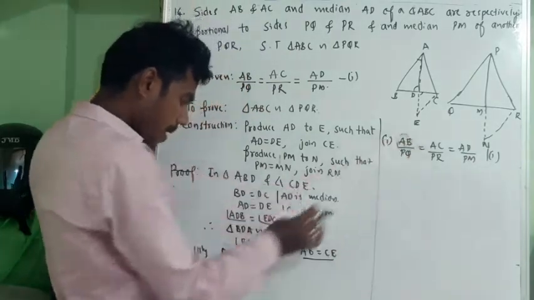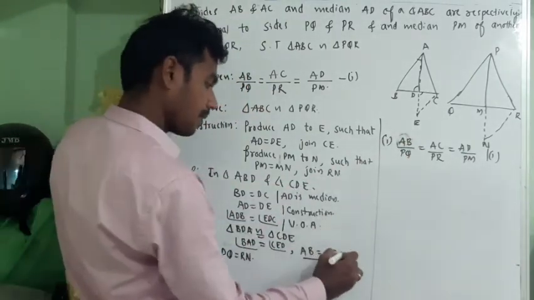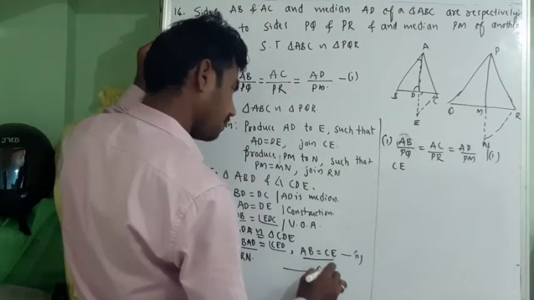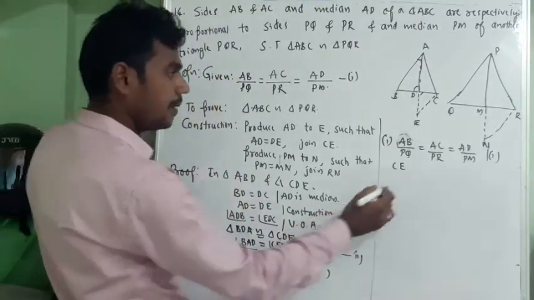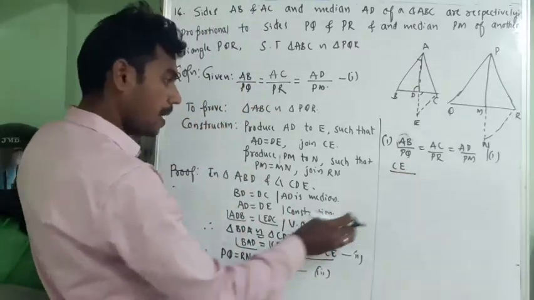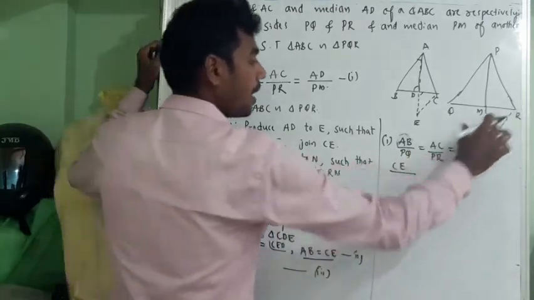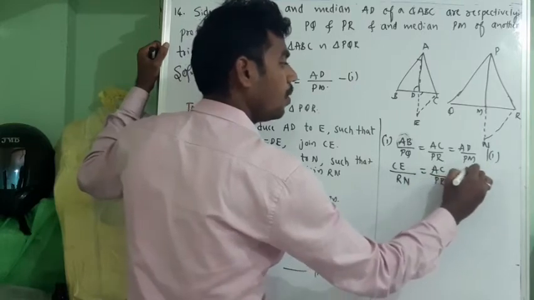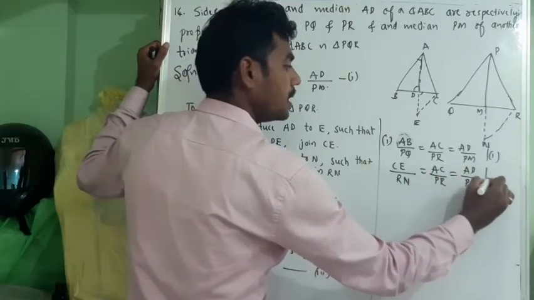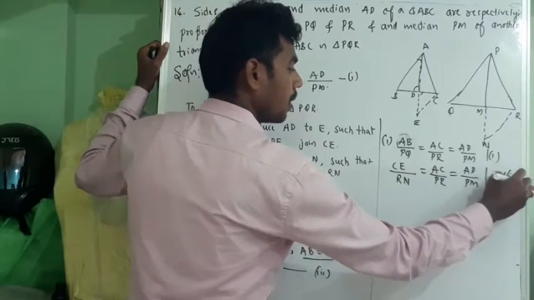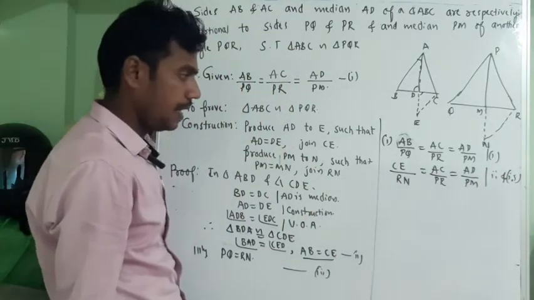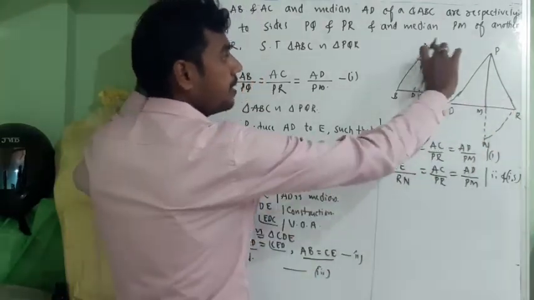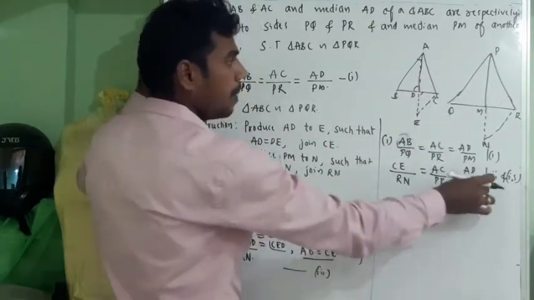Now, in place of AB, what can I write? If I call it equation 2, AB equals CE, and if I call it equation 3, PQ equals RN. In place of AB I can write CE, divided by, in place of PQ, I can write RN, is equal to AC by PR is equal to AD by PM. This modification is from 2 and 3. So CE by RN, AC by PR and AD by PM.